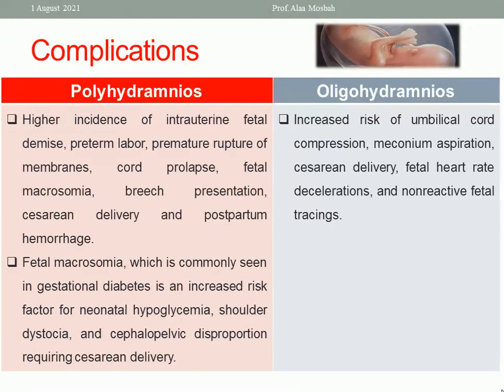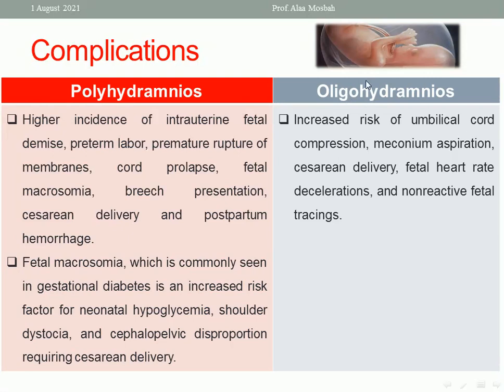What are the complications? As regards polyhydramnios, there is a higher incidence of preterm labor, premature rupture of membrane, cord prolapse, fetal demise, fetal macrosomia, breech presentation, cesarean delivery, and postpartum hemorrhage due to uterine distension. Fetal macrosomia, commonly seen in gestational diabetes, is an increased risk factor for neonatal hypoglycemia, shoulder dystocia, and cephalopelvic disproportion requiring cesarean delivery.